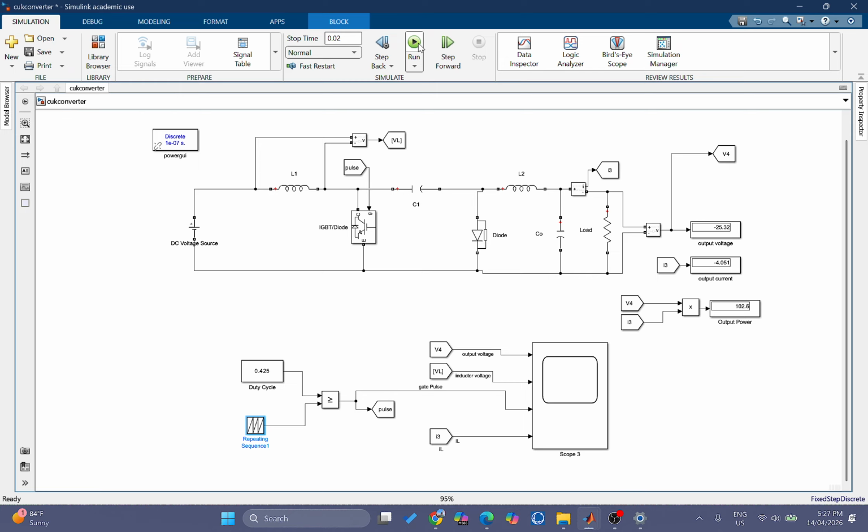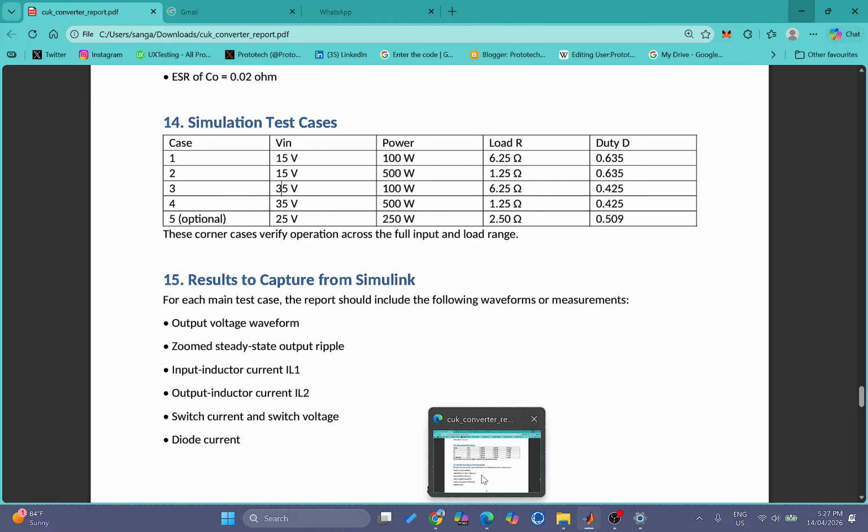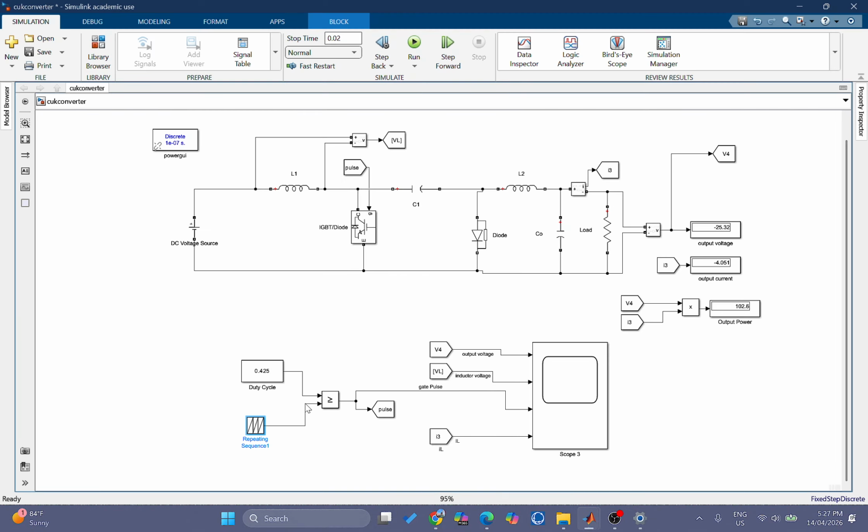Okay, we got an output of 25.32 volt. Again, remember that this converter always gives you voltage in reversed polarity, right? Now the simulation says that your input is 35 volt and your output is 25 volt when the load is 100 watt.